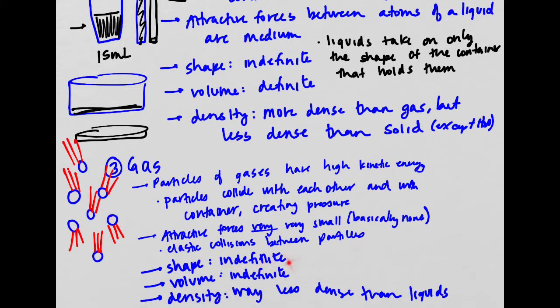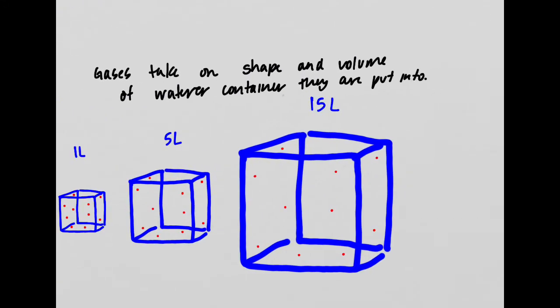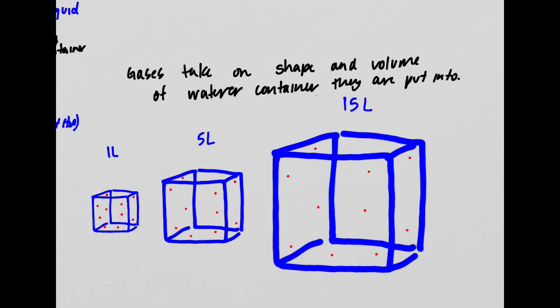The shape is indefinite and the volume is indefinite. Remember, gases will take the shape and the volume of the container that they're in. So the shape of this gas is a cube, but if I put it in a spherical container, it would take the shape of a sphere. If I put it in a triangular container, it would take the shape of the triangular container, etc. So the shape of gases is indefinite. We can change the shape based on the shape of the container. We can also change the volume of the gas, right?